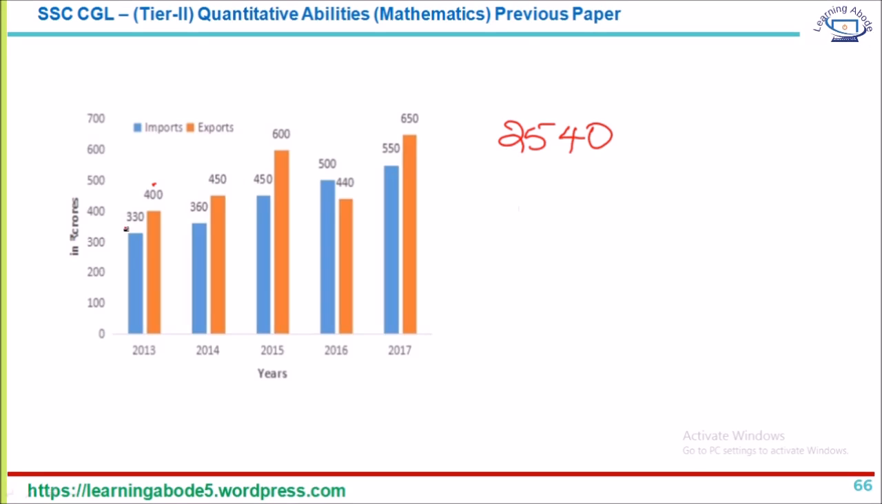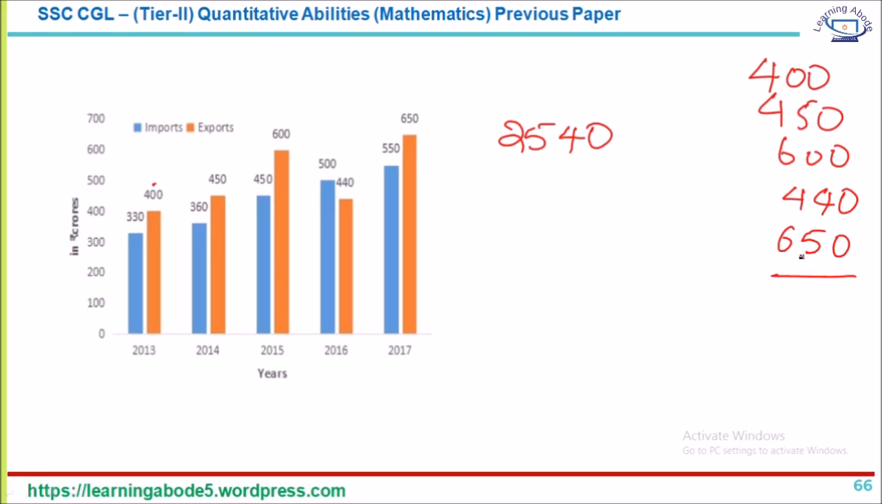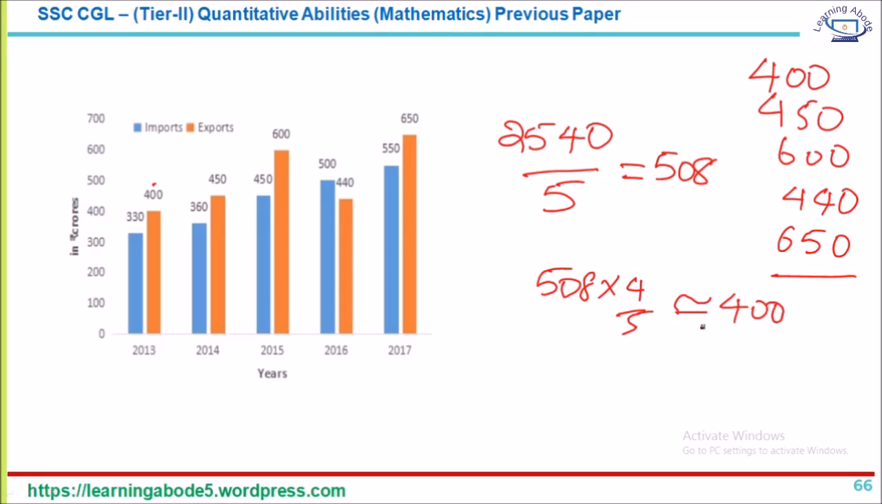Just one second. I'll better calculate it. So 400, 450, 600, 440 and 650, right? So that's 1000. There's another 1000, 2000, 2100. Okay, so 2540, that's correct, for 5 years. So the average is like 508, and 4/5 of this average is approximately like 400.